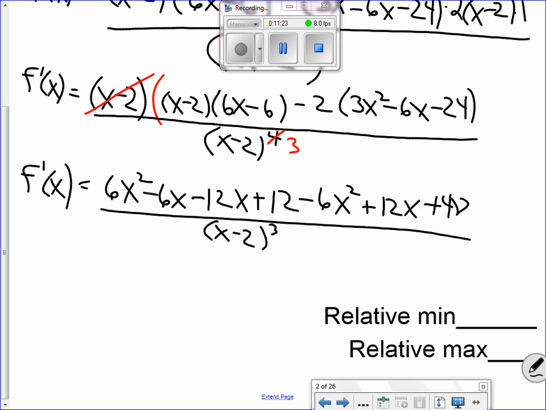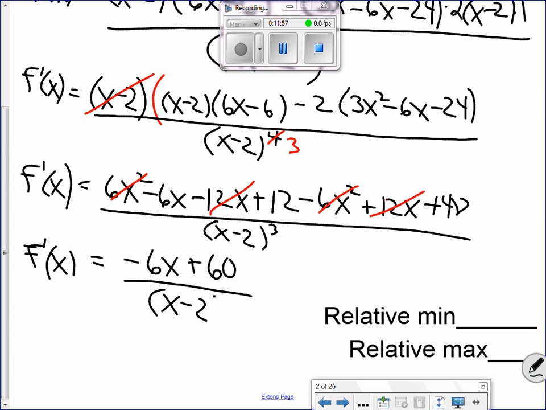So, you know, we have to distribute, and we gotta combine like terms. We gotta clean it up more. Does anyone see anything that will cancel? The 6x squared, the minus 6x squared? Gorgeous. 12x and oh, nice. All right, so let's write what's left in the numerator. We got negative 6x, and what's the constant? 12 and 48. What does that add up to? 60? Oh, this is nice. So here is our cleaned up version of the first derivative.